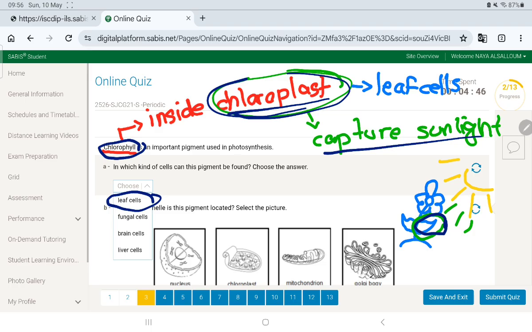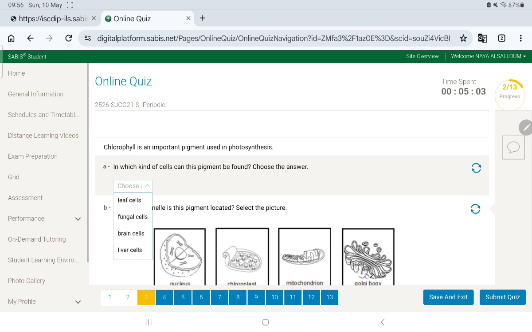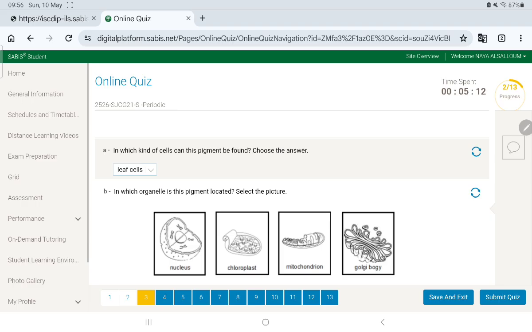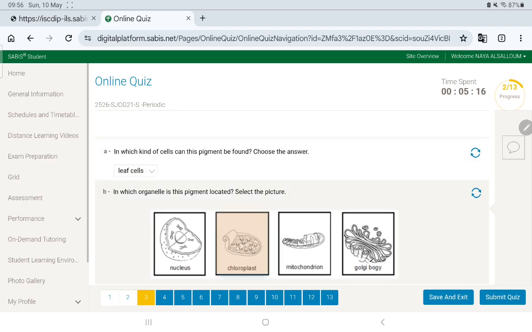Now let's see why the others are wrong. Fungal cells? No. This will be for fungi. Brain cells and liver cells are found in human cells and animal cells, but definitely not plant cells. So, once again, chlorophyll is found in chloroplast, which is mostly found in leaf cells. That's it. In which organelle is this chlorophyll located? Once again, in the chloroplast.